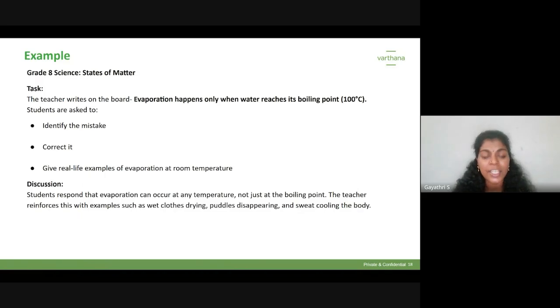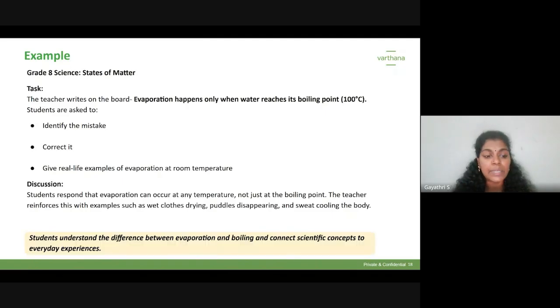Then they'll have a discussion. They'll understand which particular word is the error here, and they will correct it. To justify the answer, they have to give an example, right? So at the end of the activity, the discussion concludes that evaporation happens at any temperature. It's not just boiling. Examples like how wet clothes dry and how our sweat dries are all examples. So here they don't just come up with a random answer identifying the mistake. They have to correct it, and they have to justify why that particular statement is an error and why their answer is correct.